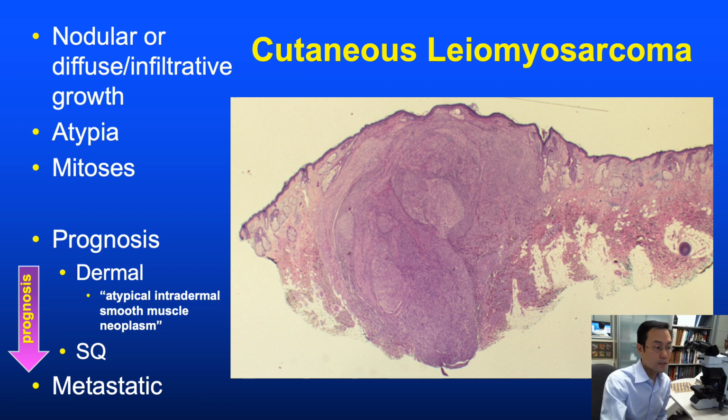However, once the tumor extends down into subcutis, or if it's arising from or within subcutis or soft tissue, then the prognosis is correspondingly worse. And of course, leiomyosarcoma has potential for distant metastasis, the worst of all.